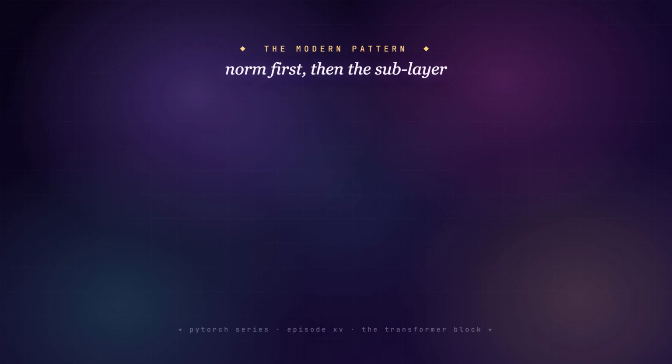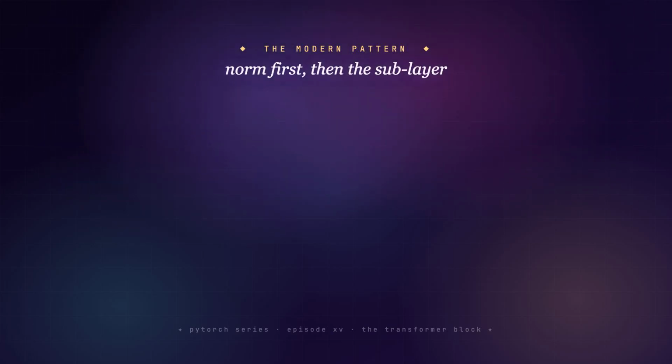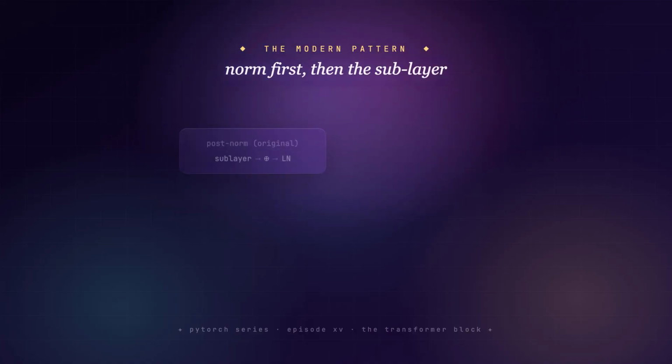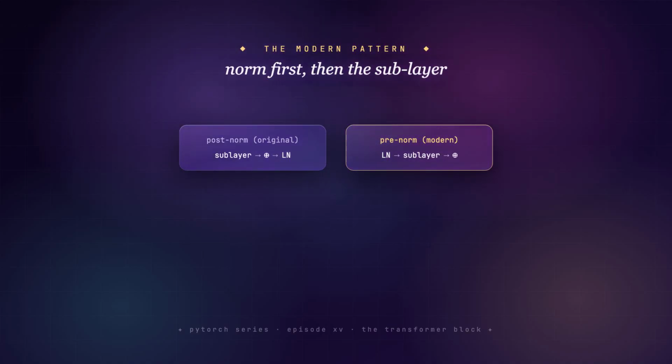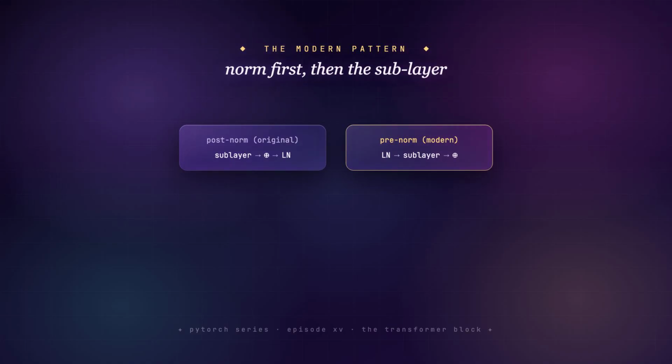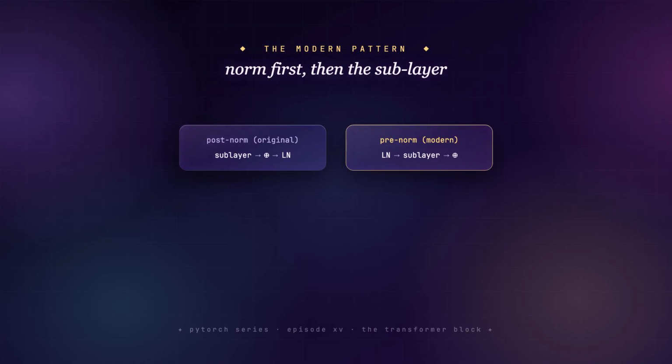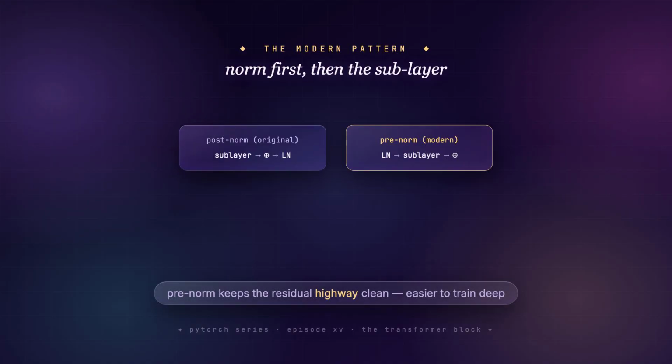Prenorm pattern. And where you put the norm turns out to matter. The original paper normalized after each sublayer. The modern recipe, the one every serious GPT uses now, normalizes before. We normalize the input, feed the clean version to attention or the MLP, and add the raw output back to the highway. Prenorm keeps the residual stream pristine all the way through, and it's far easier to train deep. That's why our code reads x plus attention of ln1 of x. Norm first, then the sublayer.